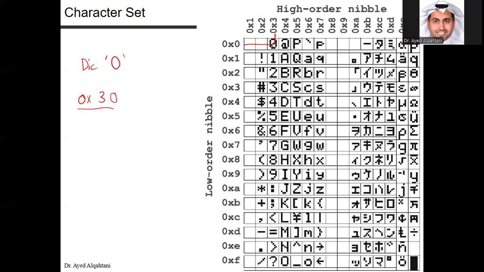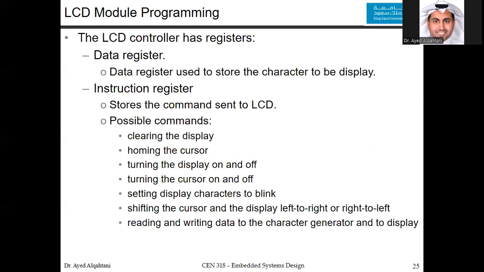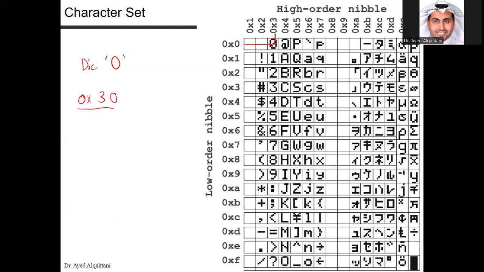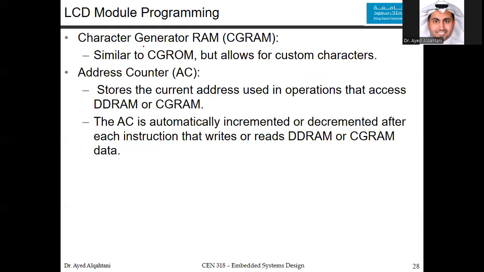Now, so far we said that we have 4 things in the LCD: the data register, the instruction register, the display data RAM or the DDRAM, and the CG ROM. Is that all? No, we have a couple more. We have the character generator RAM or the CG RAM. This is similar to the CG ROM, but it allows for custom characters. And this is very helpful if, for example, your language is not English nor Japanese, it's something else.